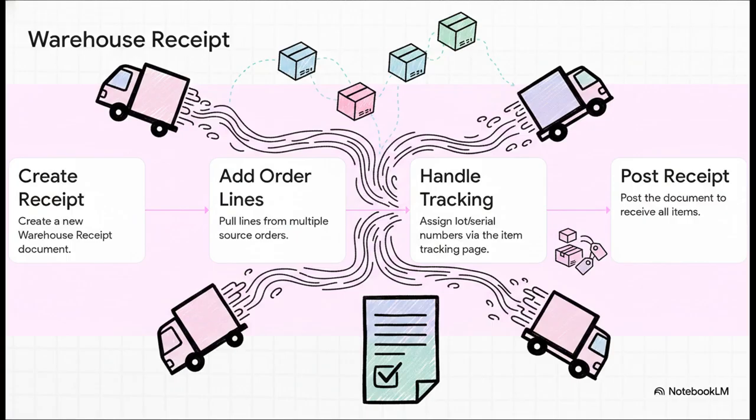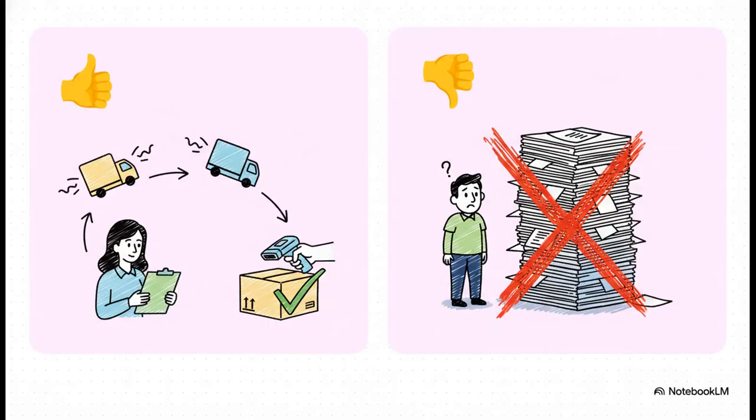Just imagine, a truck pulls up with goods from 3 different purchase orders. With this method, your team handles all of it, all at once, on one screen. I mean, talk about a huge win for efficiency. The pros here are absolutely massive. You can receive from multiple orders at once, and this is the big one. You get back the full ability to assign your own lot and serial numbers right then and there.